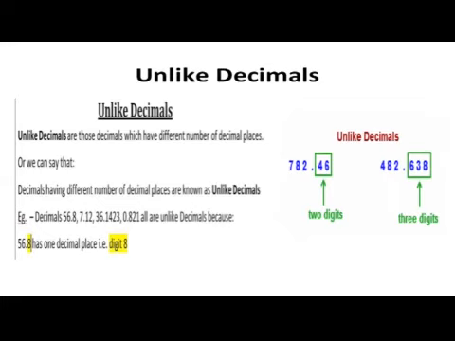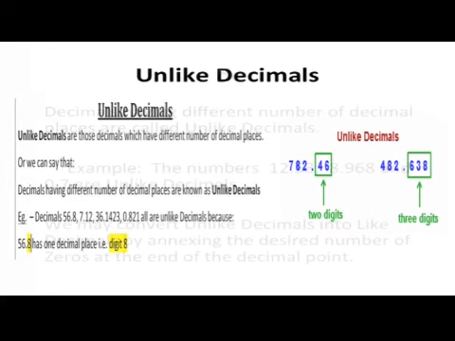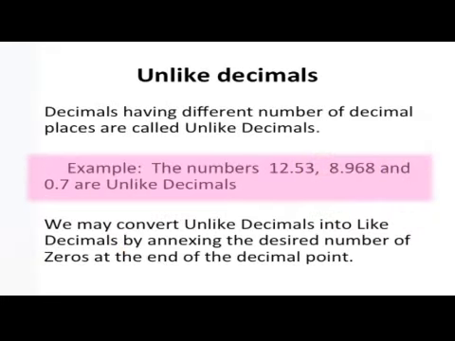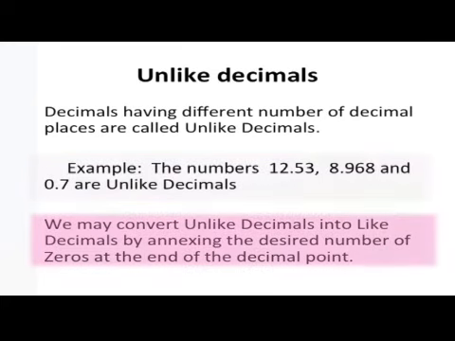Now coming to unlike decimals. Decimals having different numbers of decimal places are called unlike decimals. Examples: the numbers 12.53, 8.968 and 0.7 are unlike decimals. We may convert unlike decimals into like decimals by annexing the desired number of zeros at the end of the decimal part.